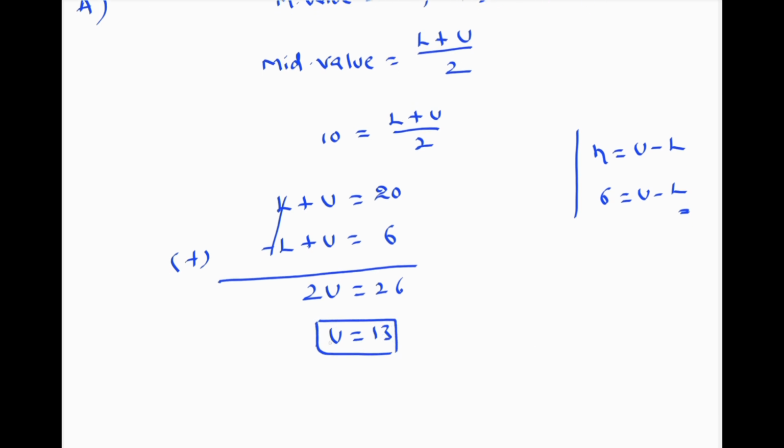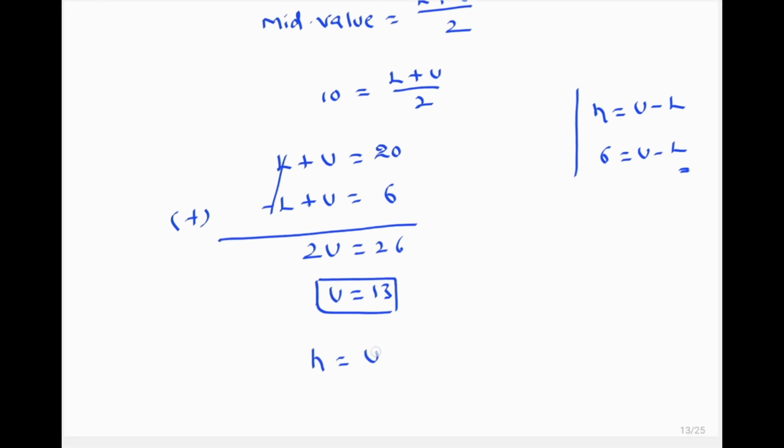When we get the upper limit, on substitution, we know that height is equal to upper limit minus lower limit. Here the height value is 6 and the upper limit we got is 13. So minus L. Therefore the lower limit equals, on transposing, 13 minus 6. Therefore the answer is 7.